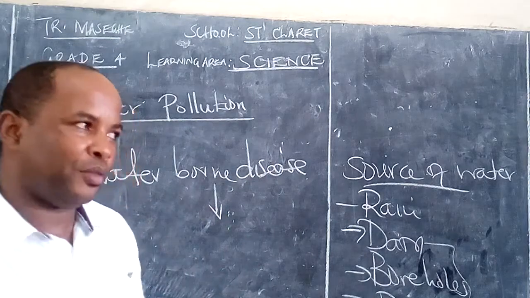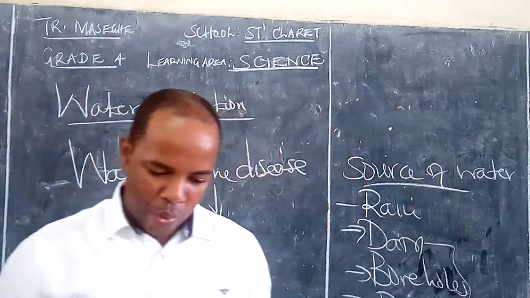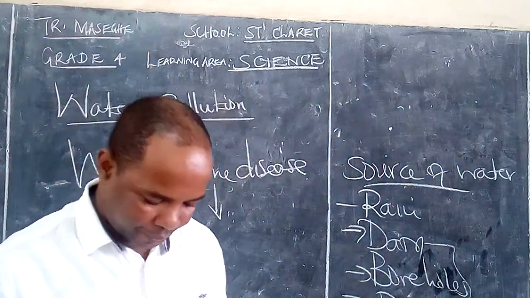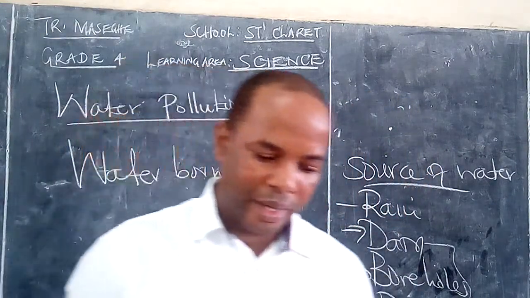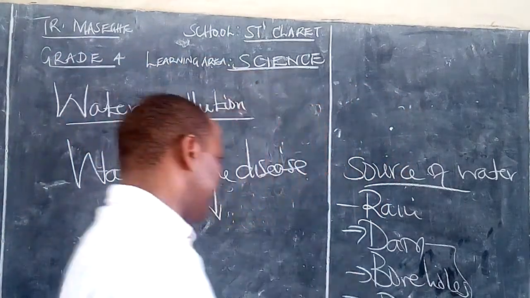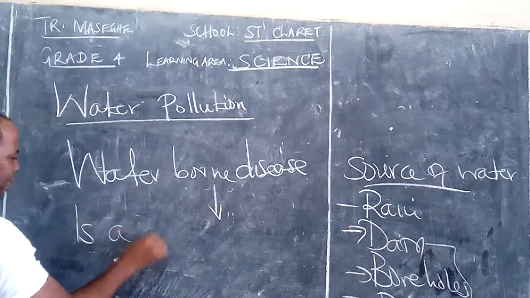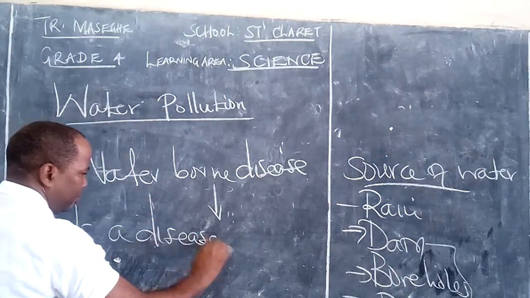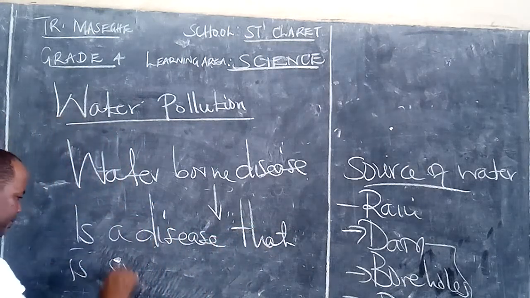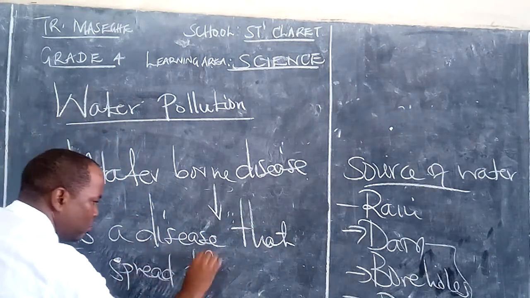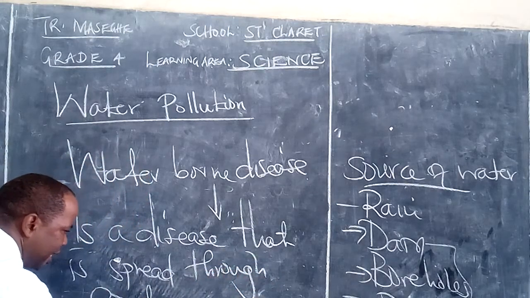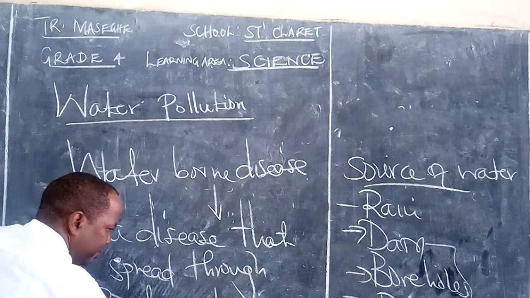And then we give examples of waterborne disease. What is this we are calling waterborne disease? Yes, Lana? Waterborne disease is a disease that is spread through contaminated water.